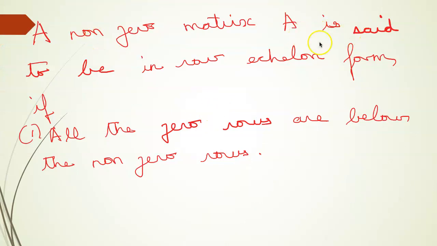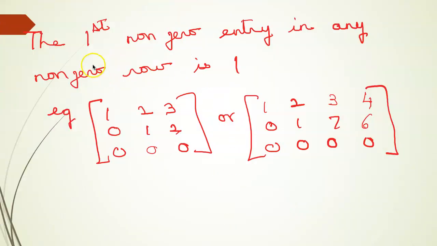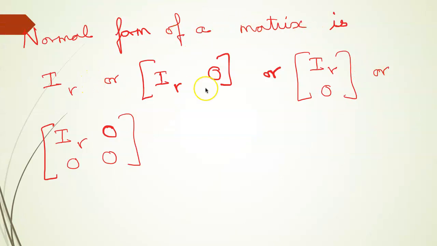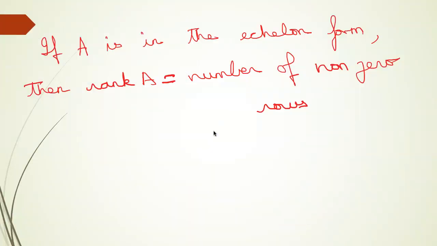Now, a non-zero matrix A is said to be in row echelon form if all the zero rows are below the non-zero rows and the first non-zero entry in any non-zero row is 1. So you can see that all the zero rows are below and the first entry in any non-zero row is 1. And this is a normal form of a matrix. Either you write it like this or I_R 0, or I_R 0 0 0, where I_R is the identity matrix of order R. If A is in the echelon form, then the rank of A is the number of non-zero rows of A.